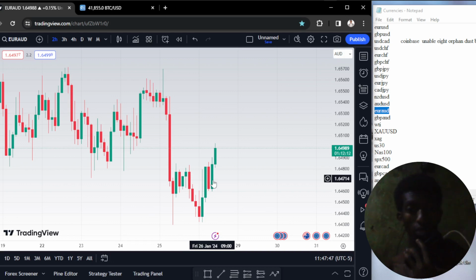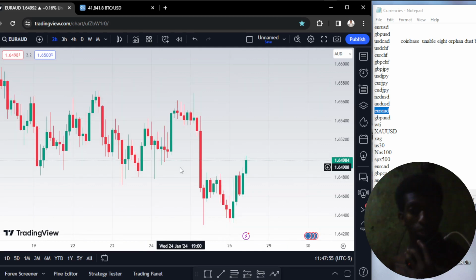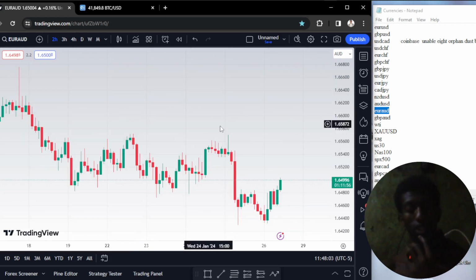So this could have been a great one. Amazing. Nice trade right there, in both ways. Beautiful execution right there. And as you can see here, boom, boom. Nice trade right there. Boom. TP hit. Beautiful trade.